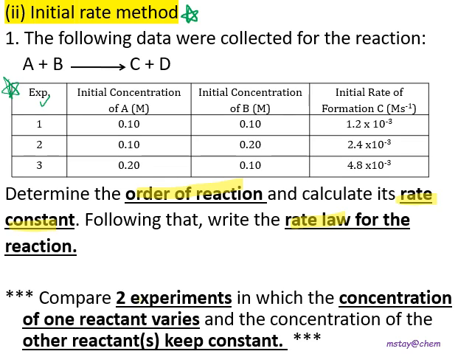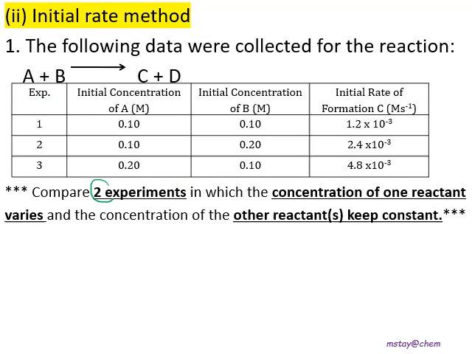Basically, we need to choose 2 experiments where the concentration of one of the reactants varies, meaning it is different, while the concentration of the other reactants needs to be constant. So for example, I can choose experiment 1 and compare with experiment 3, because in this case A is different, 0.1 and 0.2, but B, 0.1 and 0.1, are the same.